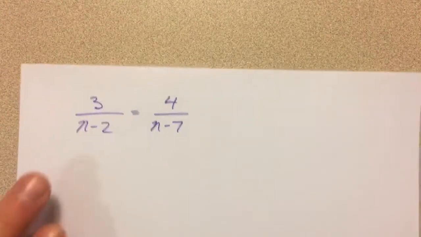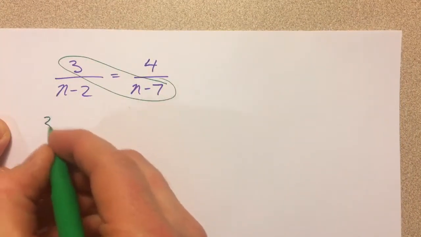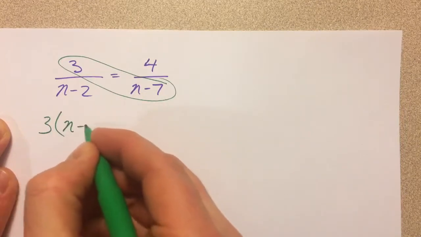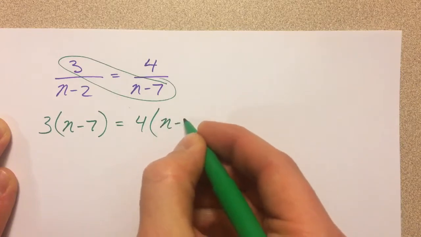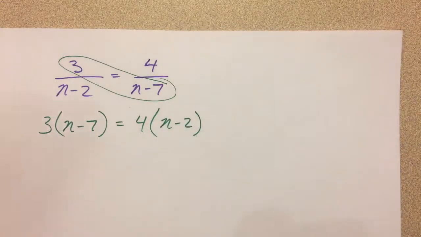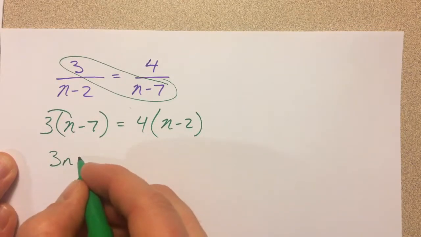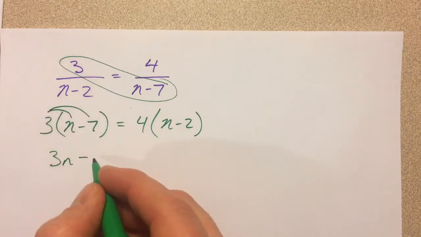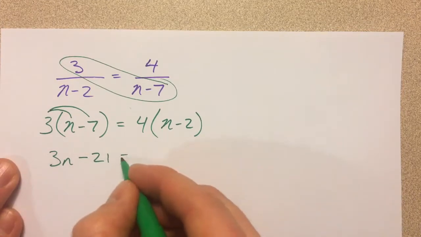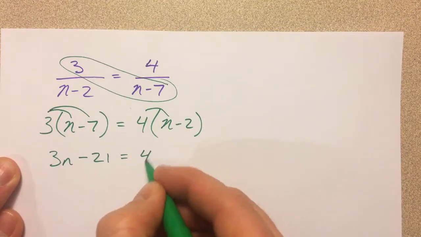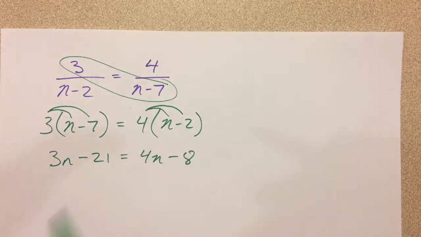All right, we've got one more where the x is going to end up on both sides, or in this case, the n. And so if I cross multiply, I get 3 times n minus 7. And I get 4 times n minus 2. And so then distribute, I get 3n, 3 times 7 is negative 21. I've got 4 times n, and 4 times negative 2 is negative 8.